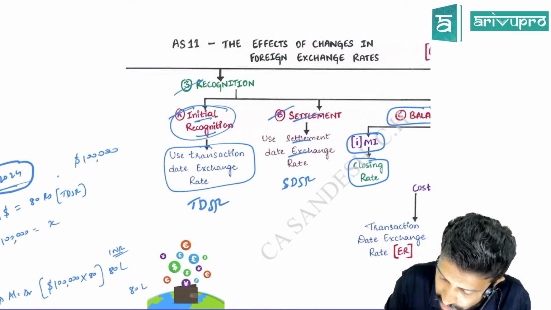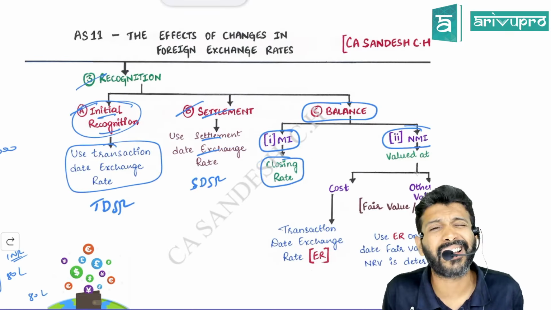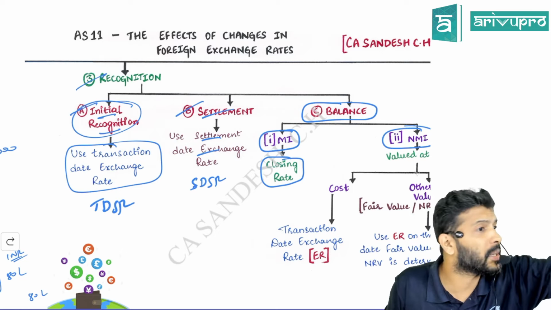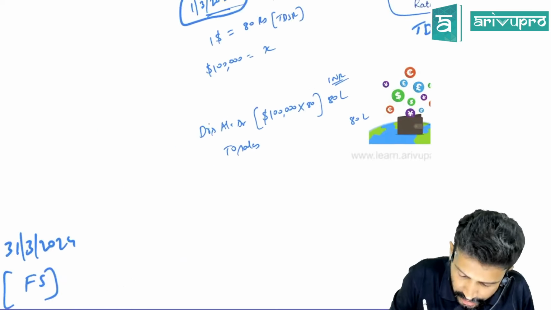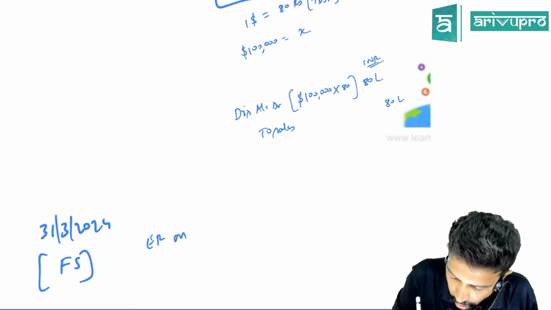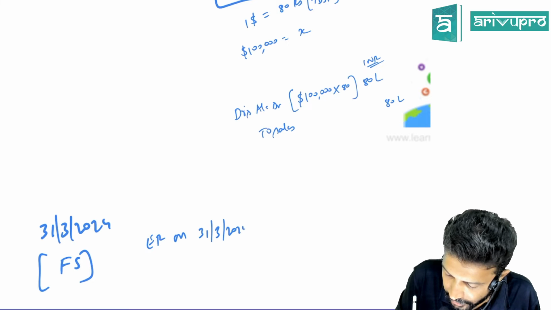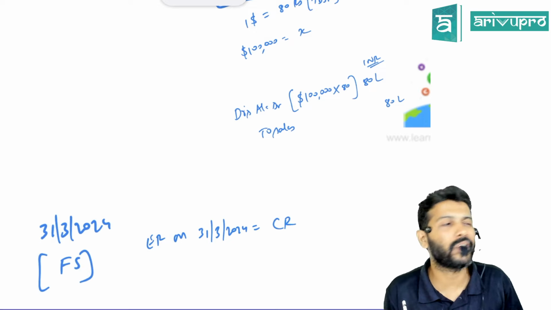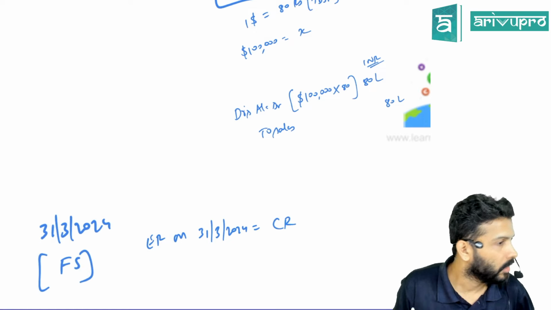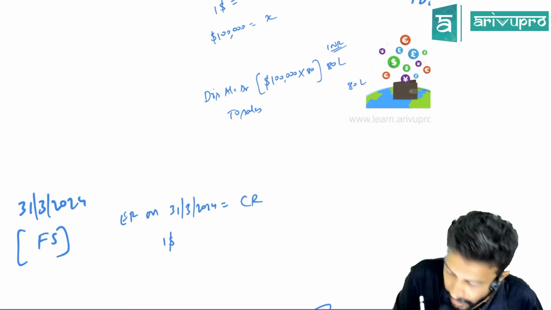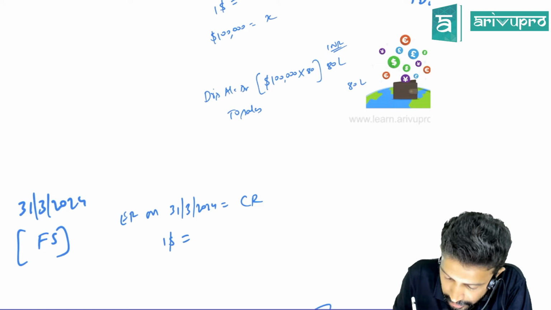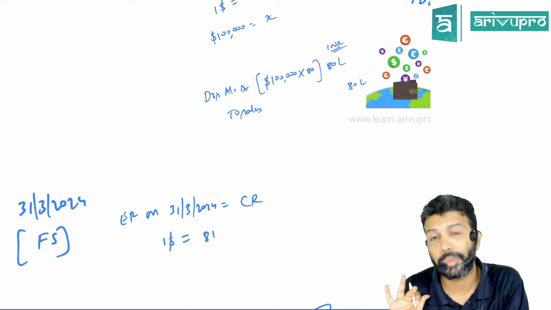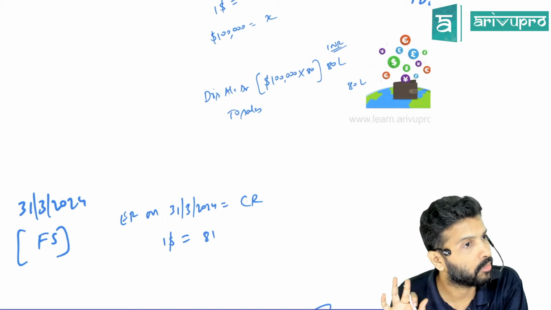Now, we got one more, which is what, sir? Closing rate. Sir, it's common sense. When are you closing your books? 31st March. The exchange rate on 31st March 2024, we call it CR, as in closing rate. Let us say $1 on 31st March has become 81 rupees. $1 is equal to 81 rupees. Any problem, people? Everybody okay?